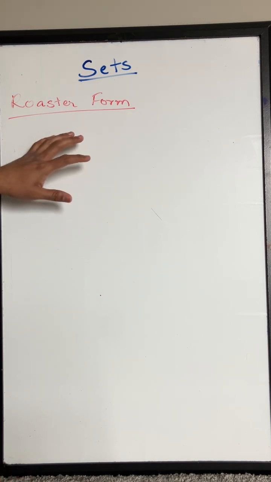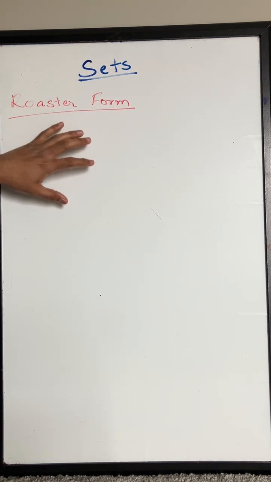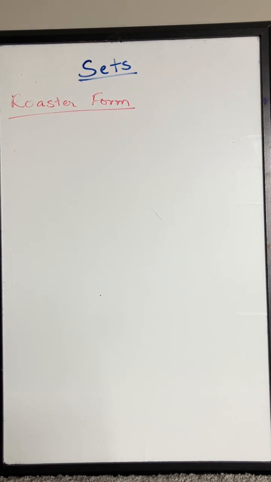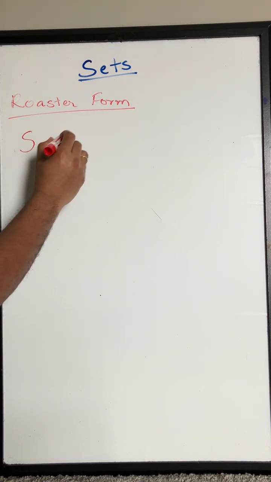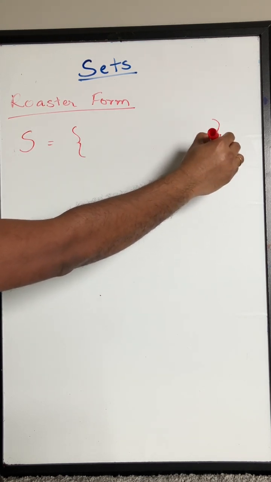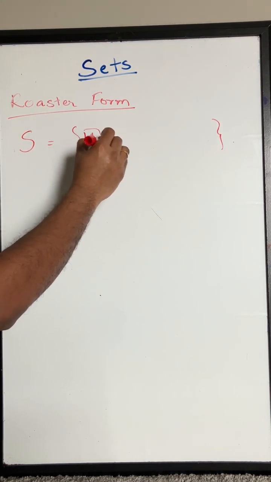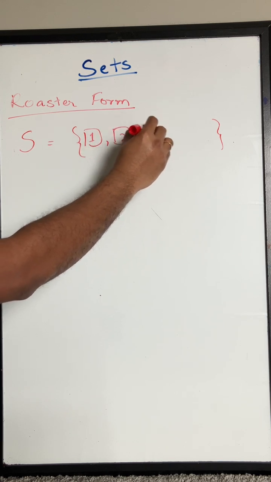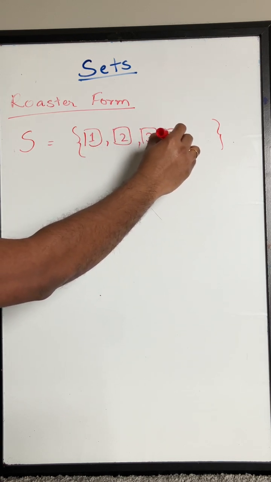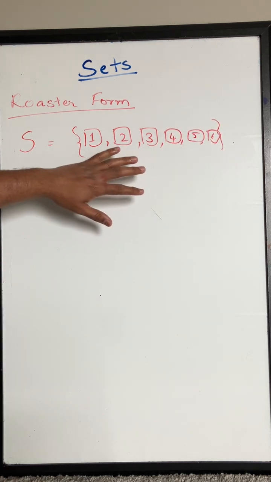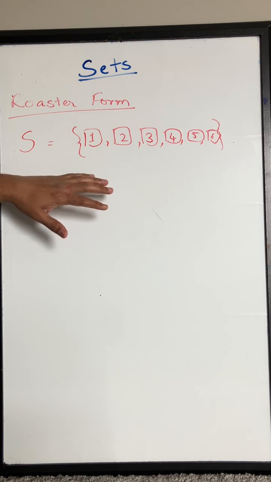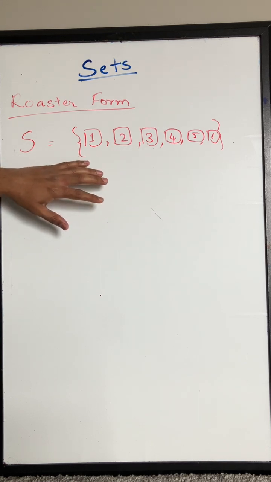Okay, roster form. When you are writing that collection of stamps, let's go by the same example again and again so that you understand these sets easily. This is my collection of stamps and I wrote all my collection. Stamp 1, stamp 2, stamp 3, stamp 4, stamp 5 and stamp 6. These are all my stamps. I wrote it in curly brackets. This is called roster form.